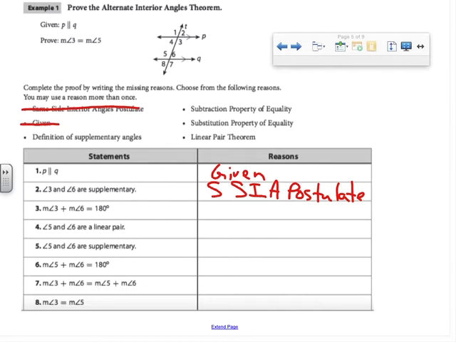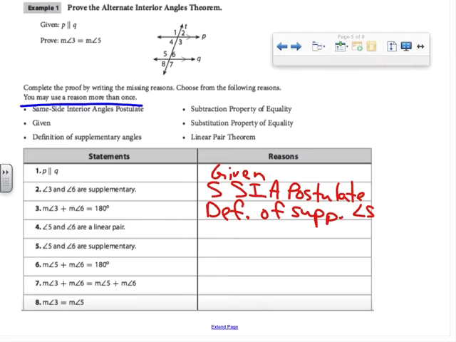Once I know that those angles are supplementary, then I'm saying that they add up to 180. That's the definition of supplementary angles. In the next, I should be crossing these out. You may use a reason more than once. Okay, so no reason for us to cross out our reasons.